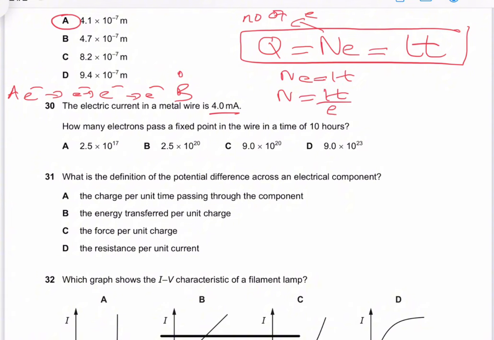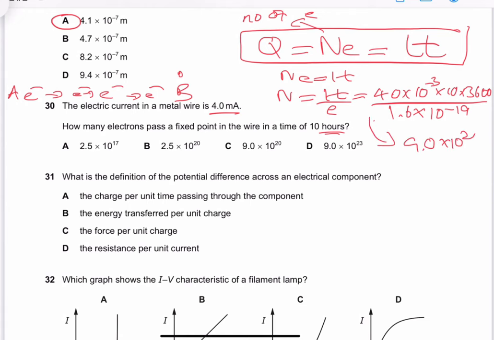So they give us this in milli. Remember unit conversions: 4.0 times 10 to the power of negative 3, times 10, times 3,600, divided by 1.6 times 10 to the power of negative 19. I've converted hours to seconds. So that gives us N is 9.0 times 10 to the power of 20, which is C.